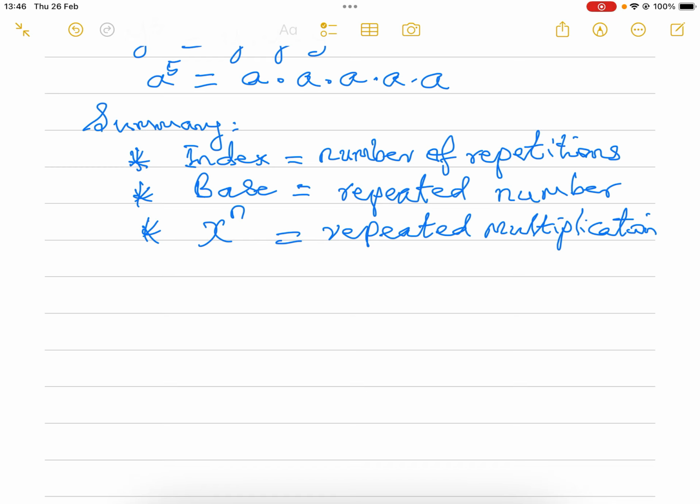In the next lesson, we will expand powers and prepare for the add the powers rule.